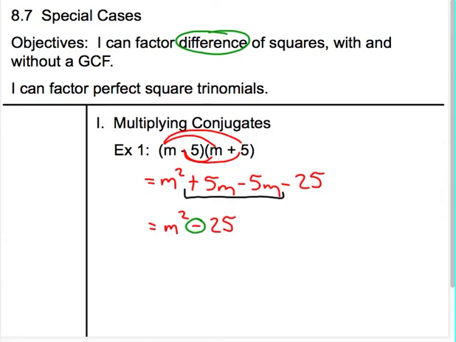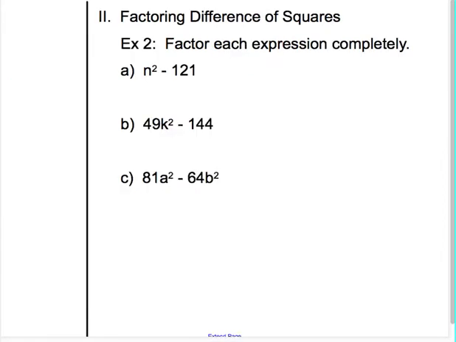So when we see a binomial that is a difference of squares, binomial, remember, two terms, we can factor it into conjugates. So let's take a look at a few examples. Our first one, we've got n squared, which is a perfect square, and so is 121. And they are all difference of squares because they are all subtraction. If you are adding perfect squares, you cannot factor those.